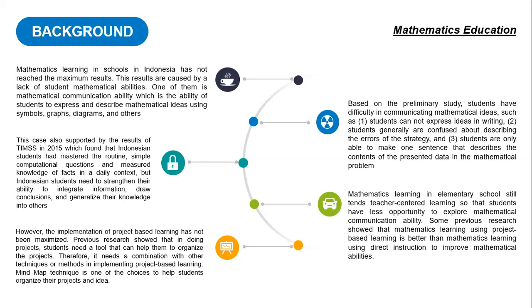Another problem comes to mathematics learning process in elementary schools. Mathematics learning in elementary schools still tends to be teacher-centered, so that students have less opportunity to explore mathematical communication ability. Some previous research showed that mathematics learning using project-based learning is better than using direct instruction to improve mathematical abilities. However, the implementation of project-based learning has not been maximized.